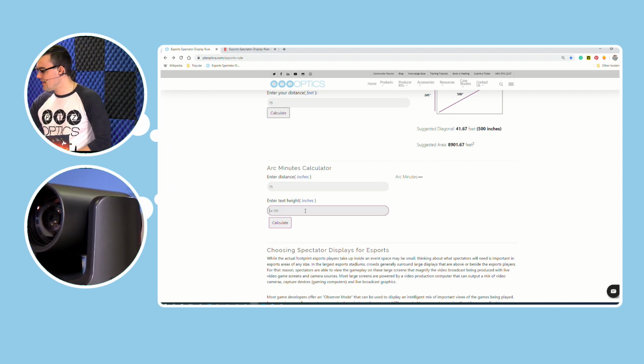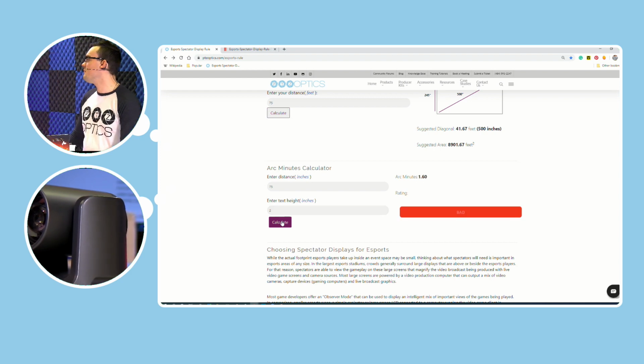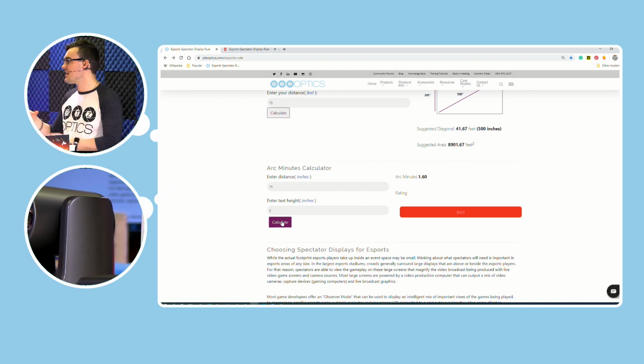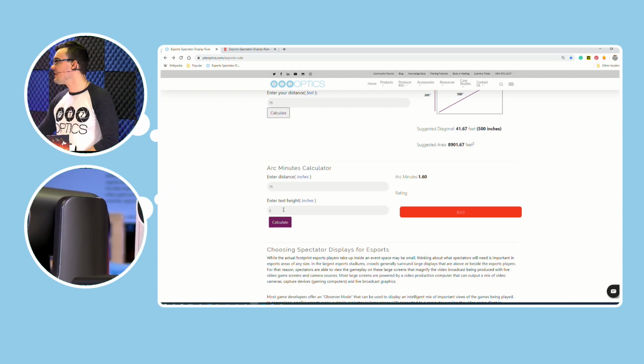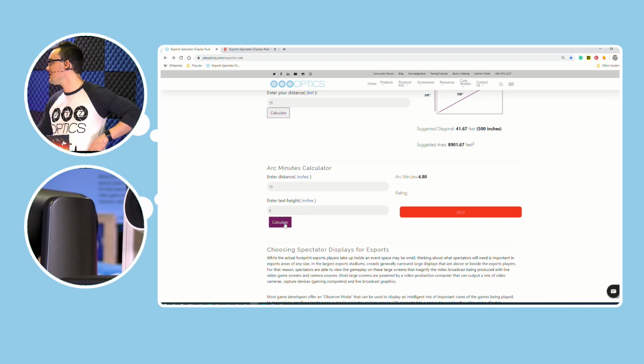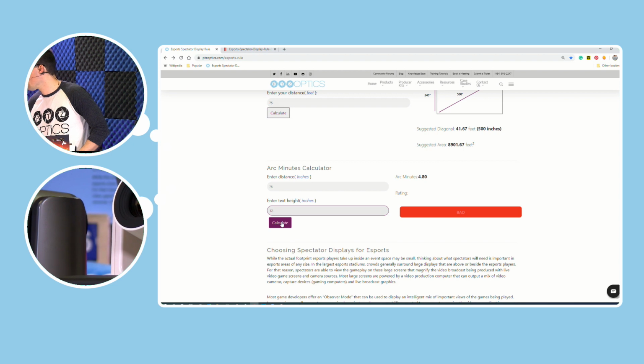Let's say our text height is 1 inch tall. Well, it gives us a rating of bad. It says if you're 75 feet away and the text is only 2 inches tall, that's going to be really hard to see. But if we put it on a really big display where the text height is, let's say, 12, now we're getting a decent rating.